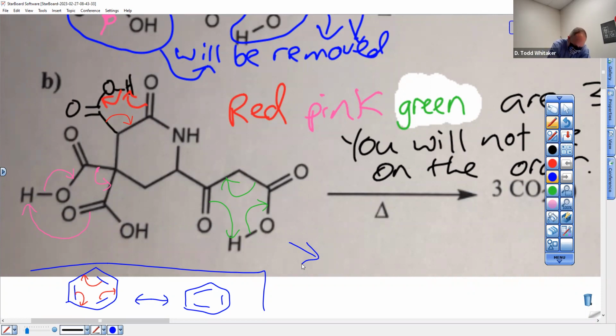And let's just draw what we're supposed to get. In black, we'll make it a little bigger. We got a 6-membered ring, didn't change.